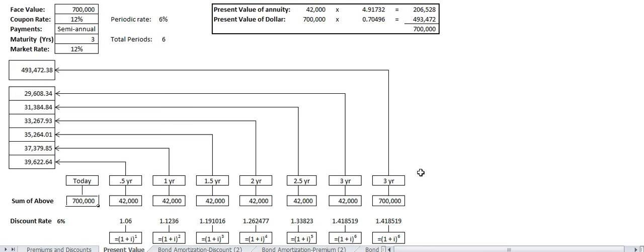If it sold at a premium, what must be the case? Well, it must be the case that the coupon rate of that bond or the contract rate was higher than the market rate, right? And if it sold at a discount, it must be the case that the coupon rate or contract rate was lower than the market rate. And if it sold at par, it must be the case that the coupon rate or contract rate matches the market rate. Okay, so this is a concept for you to know.